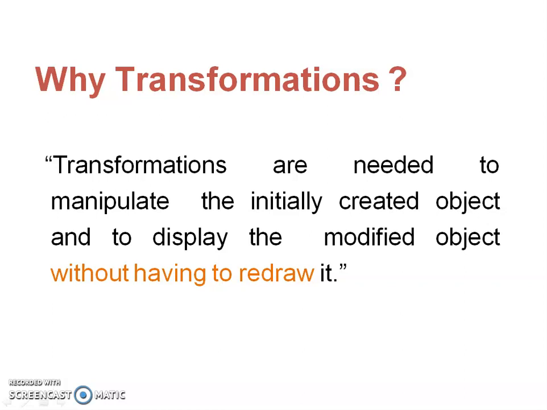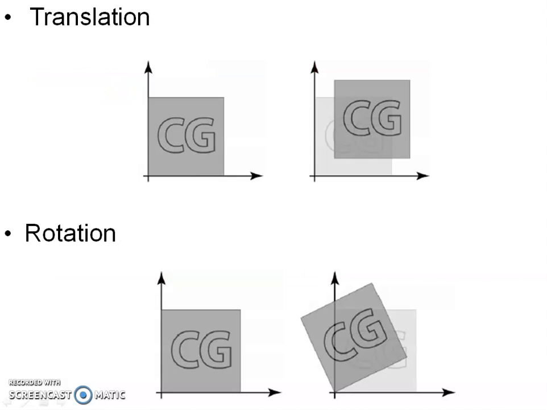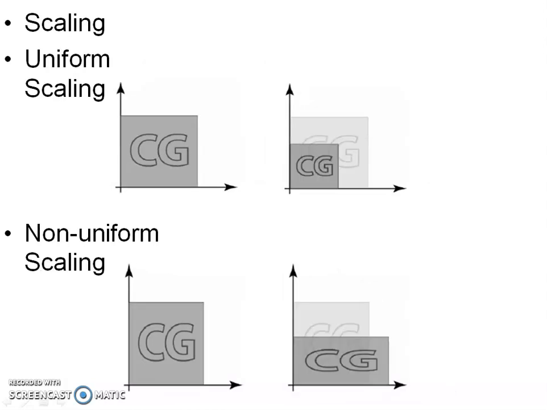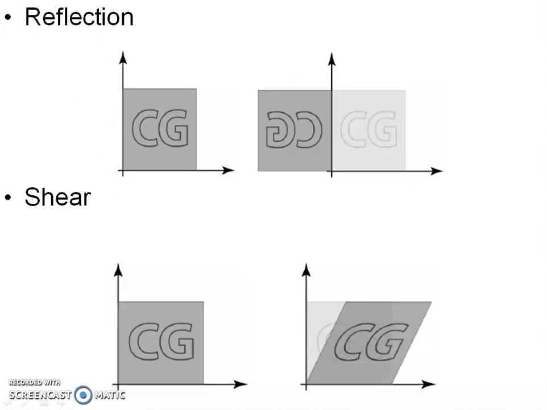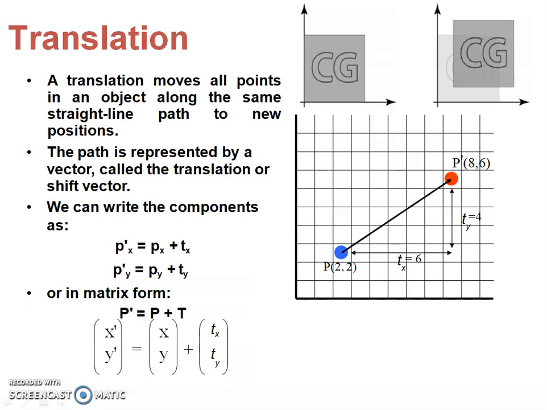And why are we using transformations? It is needed to manipulate the initially created object, and to display the modified object without having to redraw it. We are applying some transformations on the already created object. Some basic transformations are translation, rotation, scaling. Scaling is of two types, uniform scaling and non-uniform scaling, and then reflection and shear.